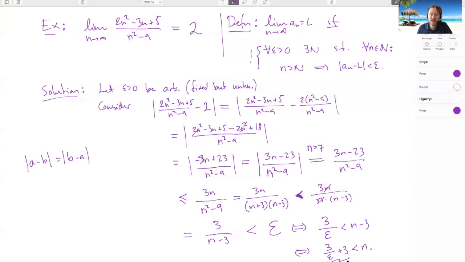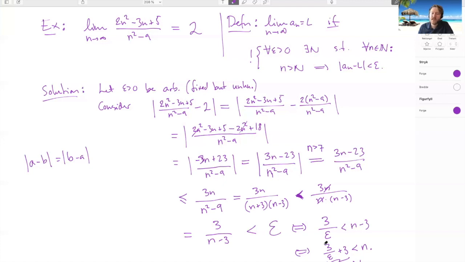And now this thing here is my capital N. In this case, this is not the best choice of capital N. There are probably smaller capital N that will work, but this is a choice of capital N that works. How do I know? Well, if my little n is bigger than this number here, which I now take as my capital N, then I know that this inequality holds, but this expression is bigger than that expression, and I'm done. Well, wait a second.